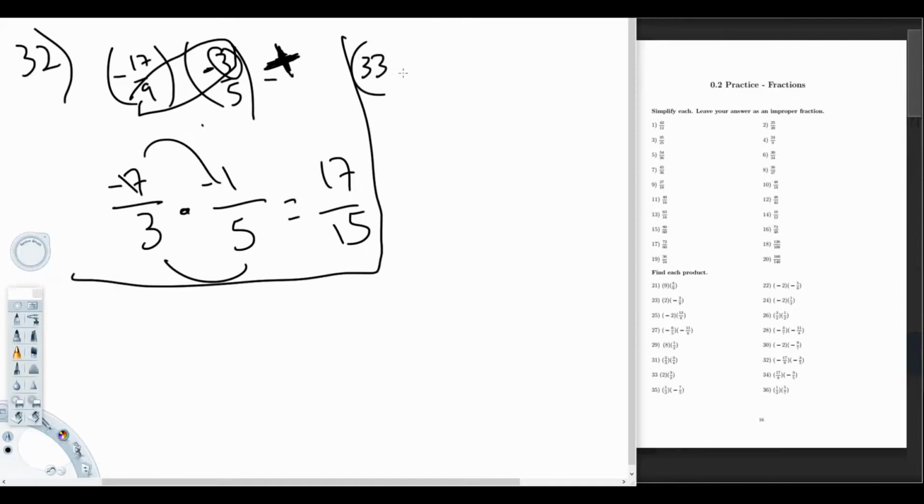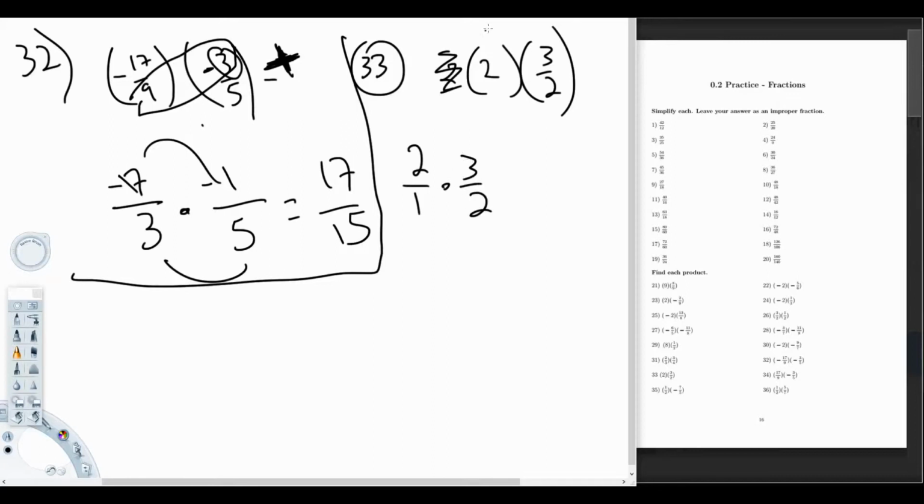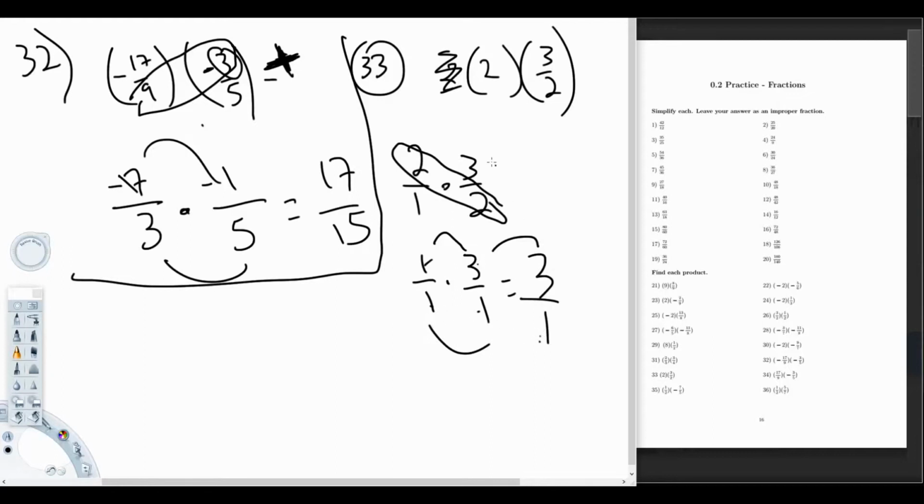Number 33. 2 times 3 over 2. Now look at what they're doing here. 2 over 1 times 3 over 2. That's what 2 is, it's 2 over 1. Look at these here, they can cancel. So that's 1 over 1 multiplied by 3 over 1 equals 3, right? 1 times 1 equals 1. 1 times 3 equals 3. Boom. Done. Next customer, 34.